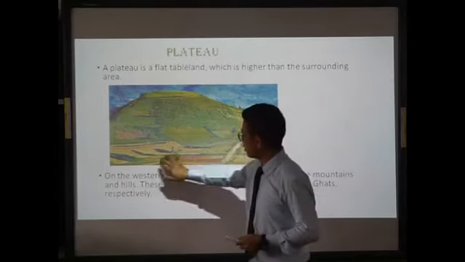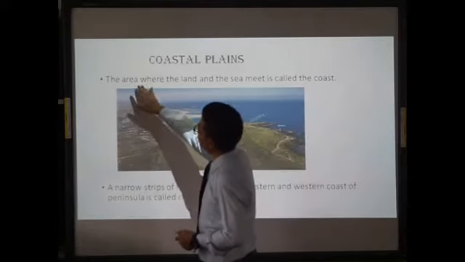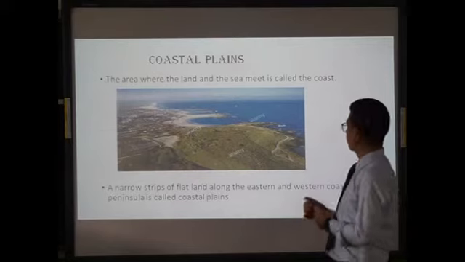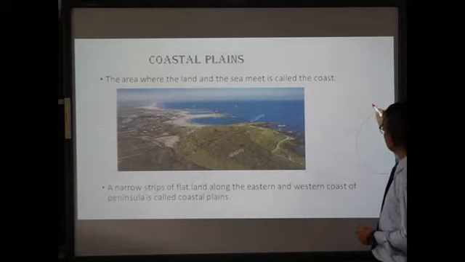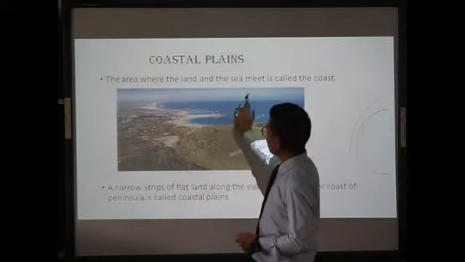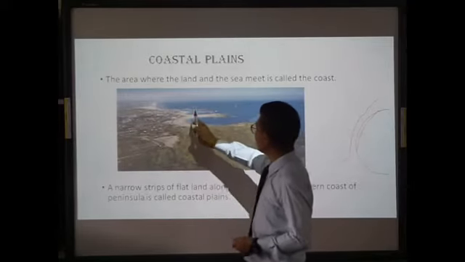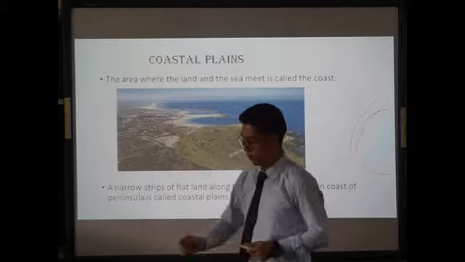So we have seen where the plateau is located. Now, coastal plains. Now, the area where the land and sea meet is called the coast. Suppose this is land, isn't it? And this is sea. This area is called the coast. So this middle area where the sea and land meet is called the coast, isn't it?